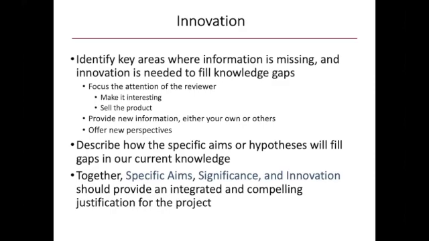So based on what you have said in the significance, and maybe some preliminary data that you have, you need to highlight this very clearly. This is novel because of this, this, and this. So you have some bullets and you say, this will lead to important new hypotheses and fill gaps in our current knowledge. Together, the aims, significance, and innovation really should provide an integrated approach to why you justify this project. They have to fit all together, okay?